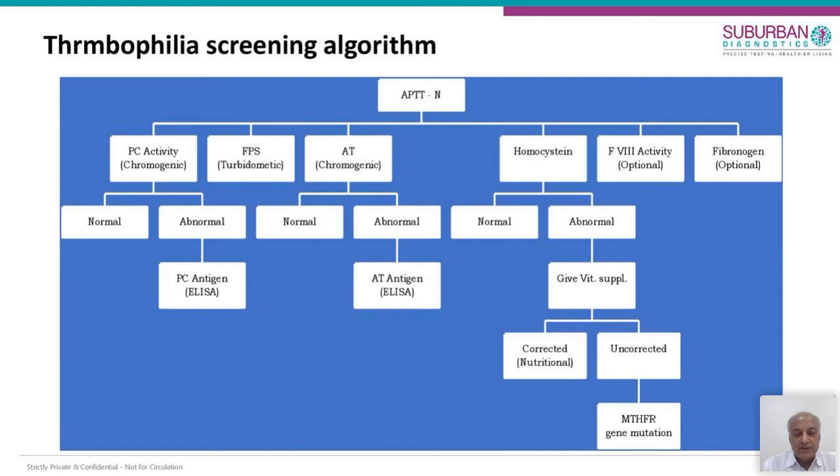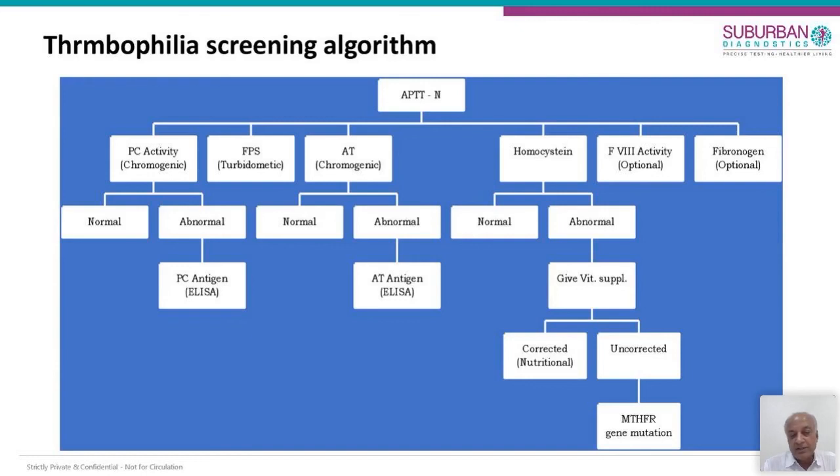Homocysteine normal, no issue. If it's abnormal, then patient should be given vitamin B6, B12 supplement. If it gets corrected, then it's likely to be nutritional. If not corrected, then likely to be inherited due to the deficiency of this enzyme, methyl tetrahydrofolate reductase, which is required for conversion of homocysteine to methionine in the synthesis of DNA. So in the absence of the vitamins that I refer to, vitamin B12 and B6, you have this pathway defective, and therefore you get elevated homocysteine level in these people.